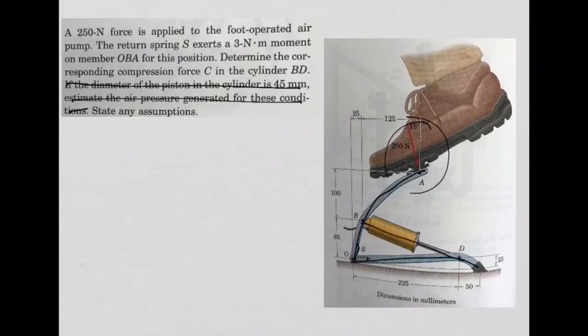Okay? So what I'm showing you is that there are many different possibilities for free body diagrams. I can do the free body diagram for the entire pump, or I can do the free body diagram for only member OBA, right? Or I can do the free body diagram for the cylinder only, BD. For example, let's do the cylinder BD. If I do the free body diagram of the cylinder BD, I will have point B here, and point D here, okay?